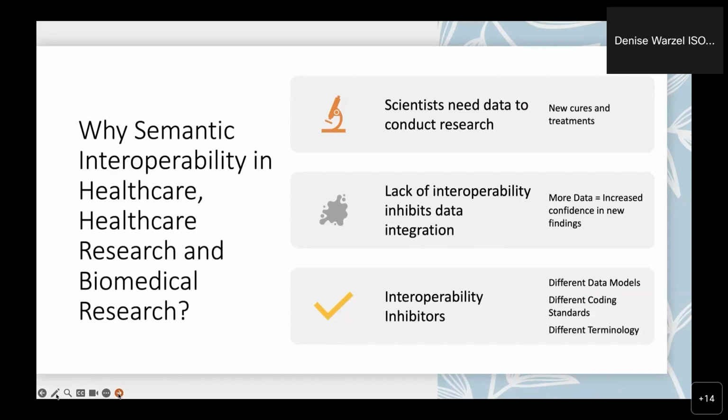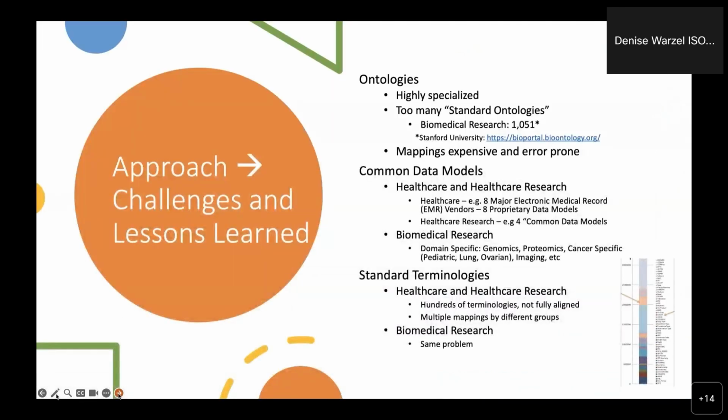The reason this is so important to change is that a lot of diseases don't occur frequently in the population, but yet they're significant and important for us to address in terms of cures and treatments. So therefore, there's an underlying demand for aggregation of data in order to increase the confidence in the findings, making those findings higher quality. We have some interoperability inhibitors, same as everybody else: different data models, different coding systems, and different terminologies. On this slide, I'm going to outline the approaches that we have been taking in this healthcare and research domain, and the challenges and lessons learned from them.